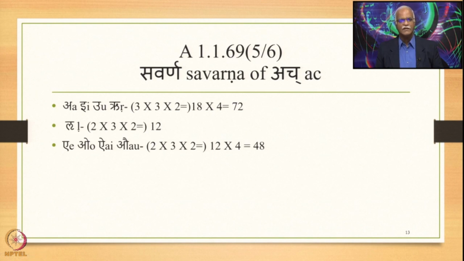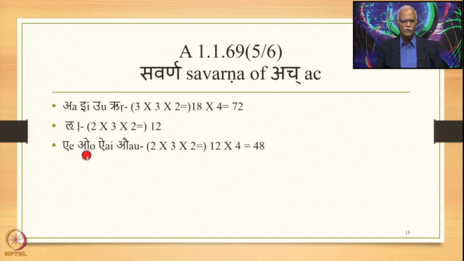Now, if we talk about the right hand side environment, which is Ach, what are the Savarnas of Ach? Following the same description that we saw on the last slide, we can say that A has 18 varieties, E 18, U 18 and Ru 18. 3 Rasva Dirgha Pluta into 3 Udatta Anudatta Svarita into 2 Anunasika Ananunasika, 18 varieties each, and 4 vowels. So, in all there are 72 varieties. Lu has got only 12, 2 Rasva and Pluta into 3 Udatta Anudatta Svarita into 2 Anunasika Ananunasika. So, there are 12 varieties.